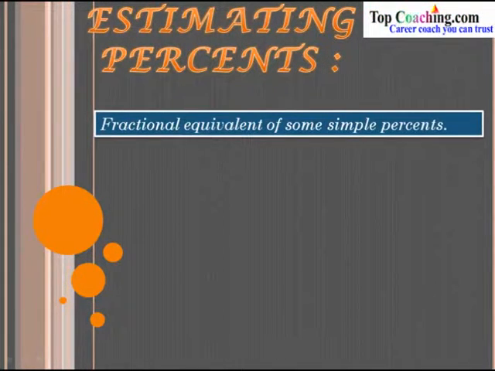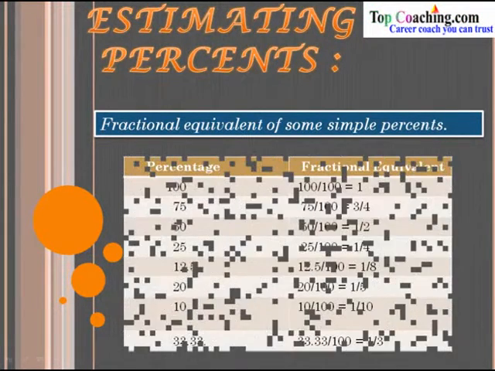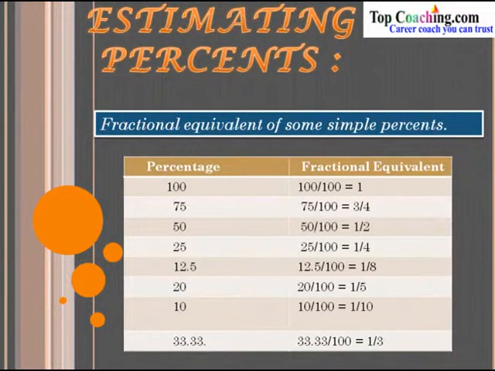But before we do that, let's see some of the fractional equivalents of some simple percents. The first column gives us the percentage and the second column gives us the fractional equivalent of such percentage. So 100% means 100 divided by 100, and that is equal to 1. 75% would be equal to 75 by 100, and equal to 3 by 4. Similarly, 50% means 50 divided by 100, which is equal to 1 by 2.